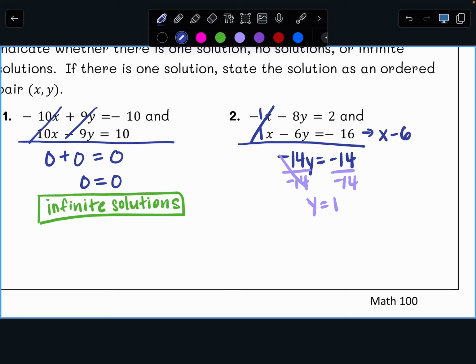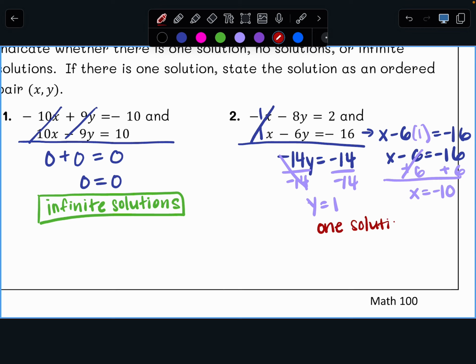So x minus 6 times 1 equals negative 16. x minus 6 equals negative 16. Add 6. And x equals negative 10. So my solution, there is one solution, and the solution is negative 10, 1.